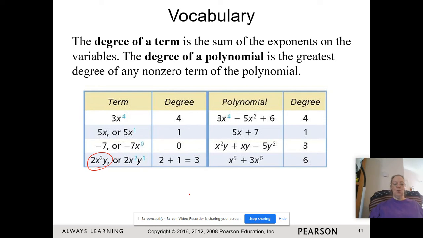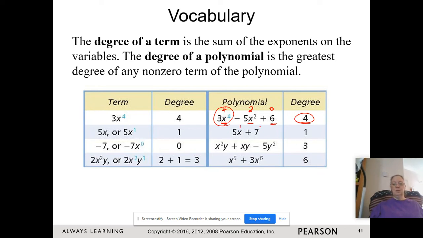Okay, so the way we figure out the degree of the polynomial is slightly different. We look at the degree of each term. So this would be 4, this would be 2, this would be 0, and we take the highest one. Between degree 0, degree 2, and degree 4, 4 is the biggest. So we would say the degree of the polynomial is 4.